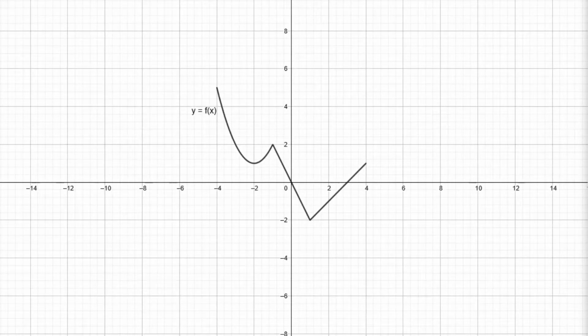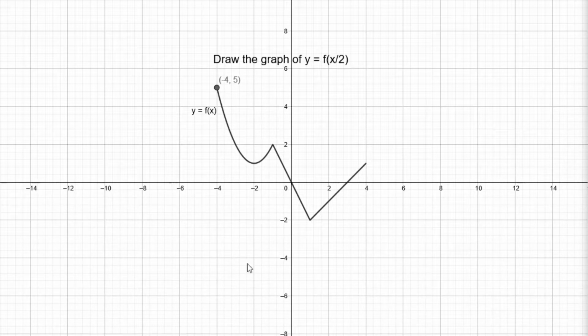So here is our sketch of y equals f of x. As before, we don't really know what the equation of this curve is, and that's not really important. We just know this is what the curve looks like. And what we need to try and do is to draw the graph of y equals f of x over 2. So if we have a particular x value, let's start by looking at the point right at the end of this curve here. That's got coordinates negative 4, 5.